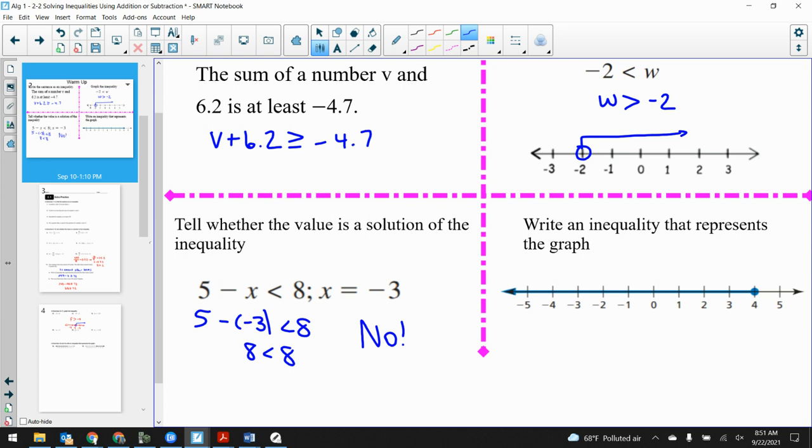And then our last one here, we got x and 4. Make sure that you're using the direction of the arrow as the symbol. So x is less than 4. Now, do I add in the or equal to? Yep, because it's got the closed circle. So x is less than or equal to 4.